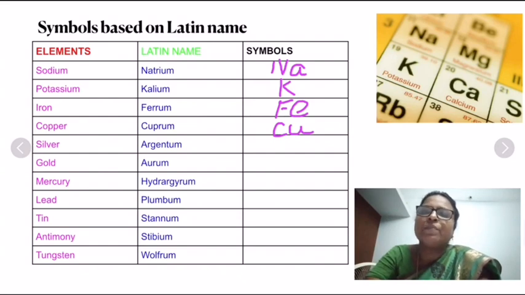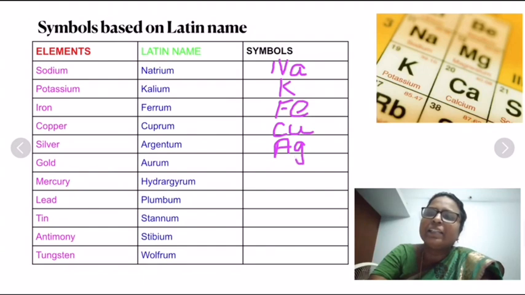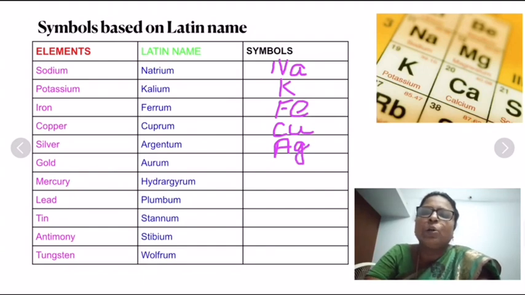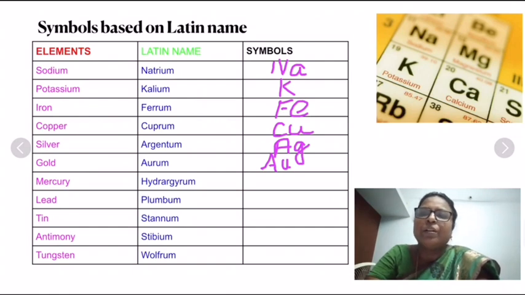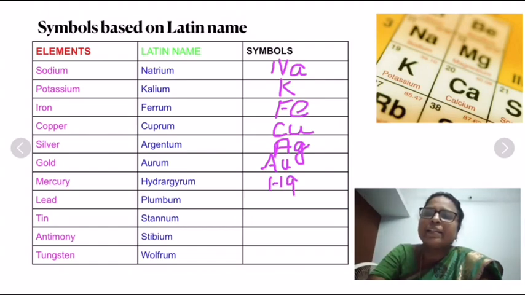Copper is cuprum. Cu. Silver is argentum. So, Ag. Gold is aurum. Au. Mercury is hydrargyrum. Okay, that is Hg. Lead is plumbum. So Pb. Lead is Pb. Tin is stannum. Sn.